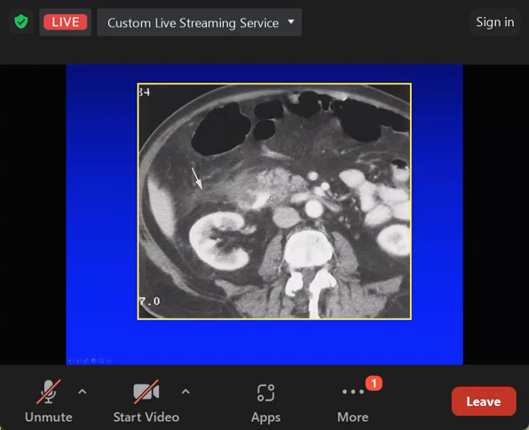A more subtle one: this is the level of the head of the pancreas, or the uncinate process really, and this is duodenum with fat stranding around it. And actually this was a perforated duodenal ulcer, but there's no air at the moment. This would be a retroperitoneal perforation, so you don't have to have free air.